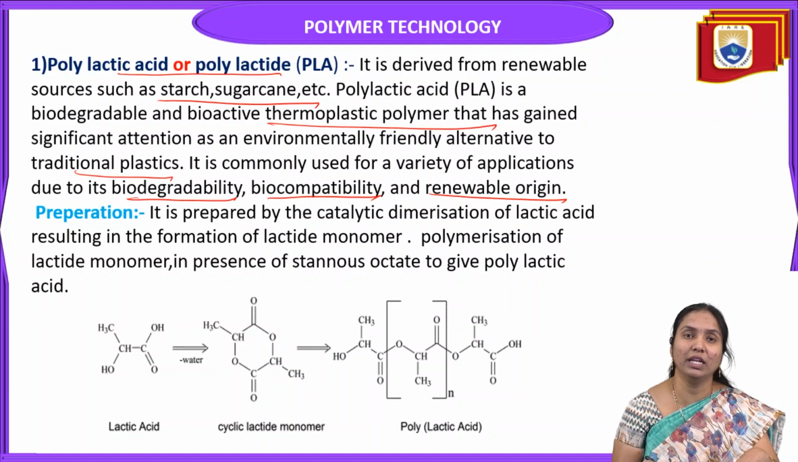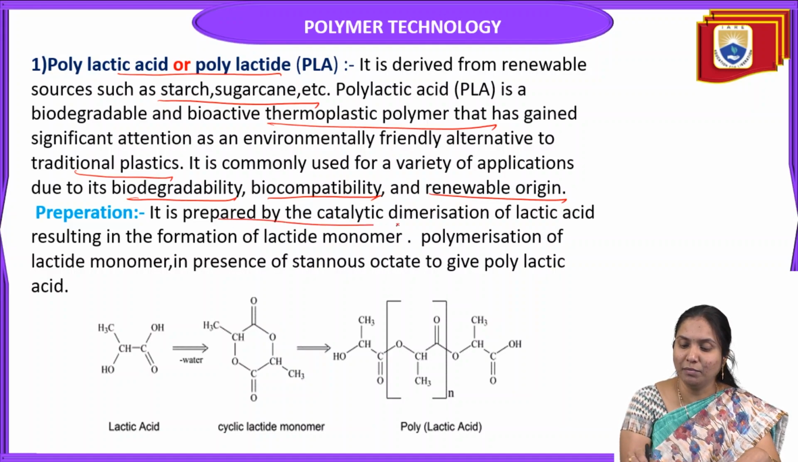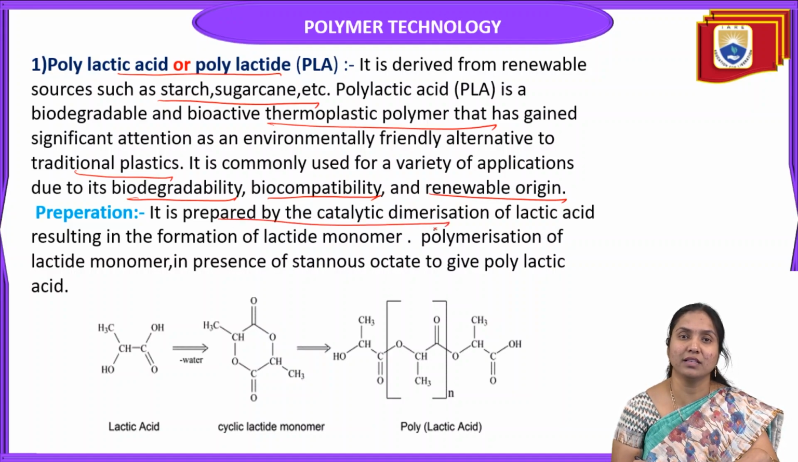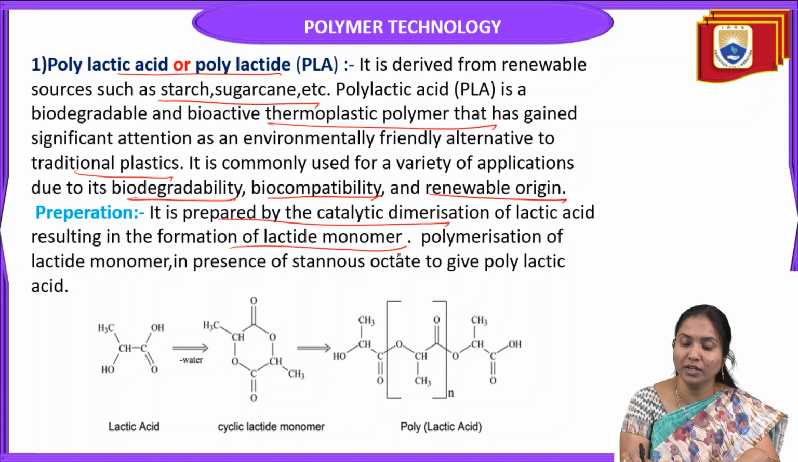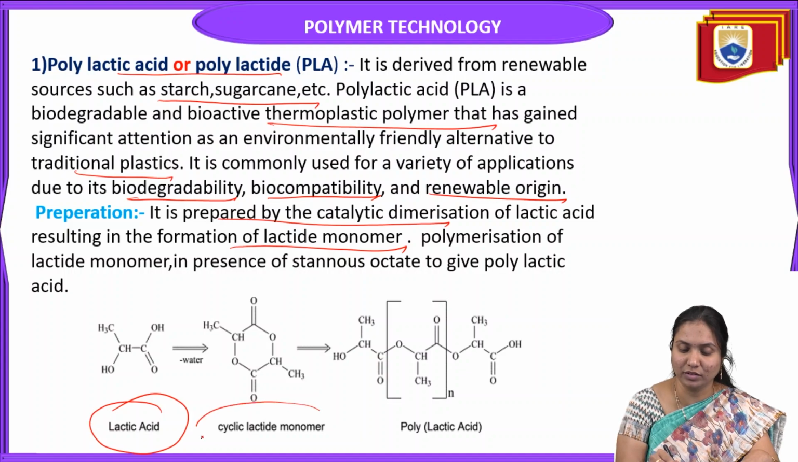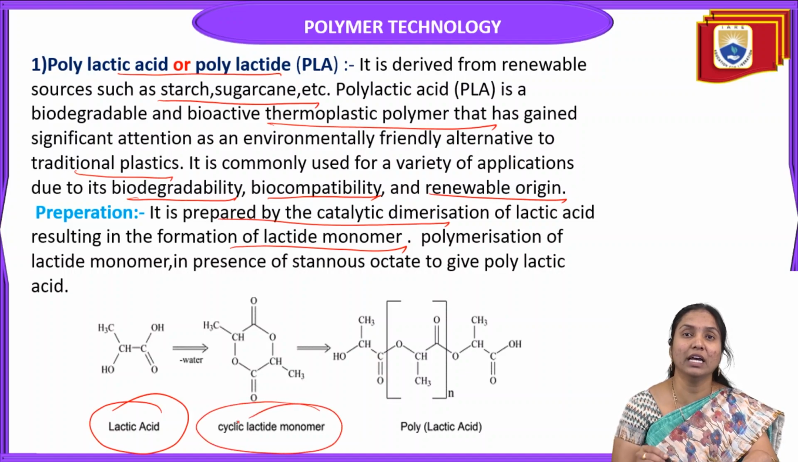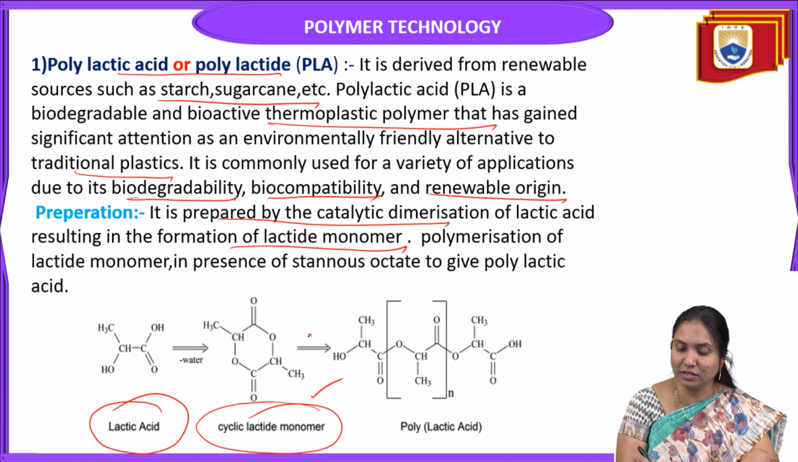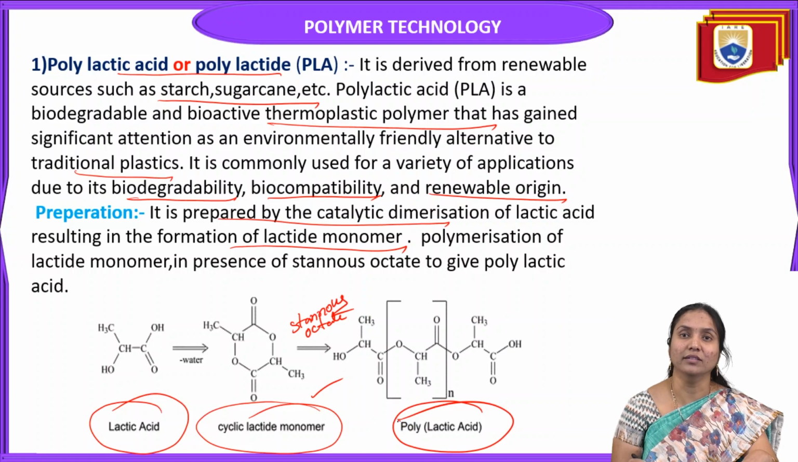How can you prepare polylactic acid? It is prepared by the catalytic dimerization of lactic acid, resulting in the formation of lactide monomer. This is the lactic acid. Removal of water forms the cyclic lactide monomer. Then polymerization of the lactide monomer in the presence of stannous octoate gives polylactic acid. So this is the preparation of polylactic acid.